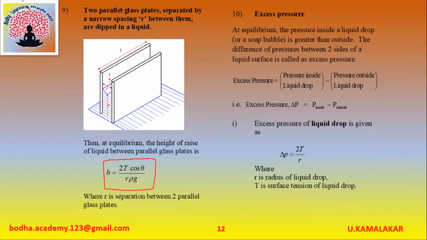Next topic, excess pressure. At equilibrium, pressure inside liquid drop is greater than outside. The difference of pressures between two sides of liquid surface is called as excess pressure. That is, excess pressure = pressure inside liquid drop − pressure outside liquid drop. Next point. Excess pressure of liquid drop is given as ΔP = 2T / R, where R is radius of liquid drop, T is surface tension of liquid drop.